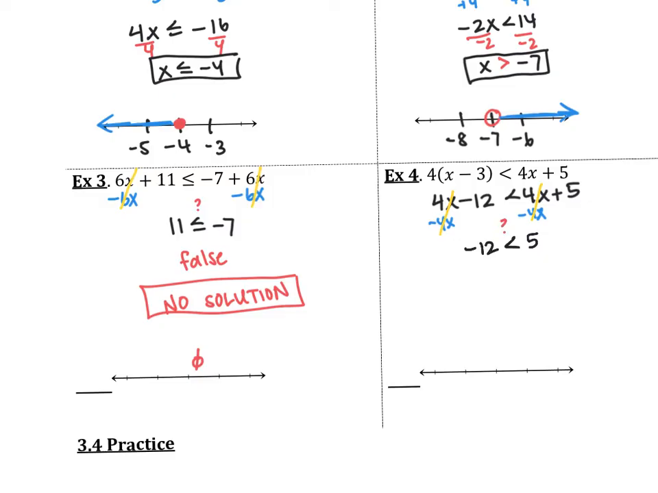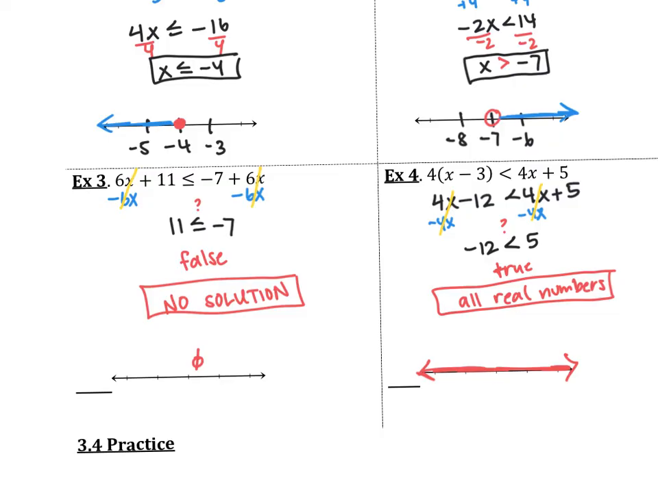So is negative 12 less than 5? This is true. Okay, what does that mean for my answer? It means that all real numbers will work in this situation. You don't know exactly what real numbers are yet, but no matter what number I plug in for x, it will always be true. Okay, so then what do I do on my number line? Since all the numbers on the number line work, I color the left arrow, I color the right arrow, and everything in between. I don't have to label any points because every single number I labeled on there would be correct.